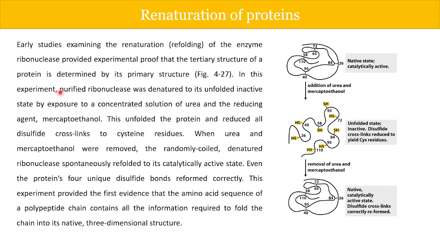Now, in this experiment, what was done is that the purified ribonuclease was denatured to its unfolded state by exposure to a concentrated solution of urea and the reducing agent mercaptoethanol. This unfolded the protein and reduced all the crosslinks between the cysteine residues. Now, when urea and mercaptoethanol were removed, the randomly coiled denatured ribonuclease spontaneously refolded to its catalytically active form.